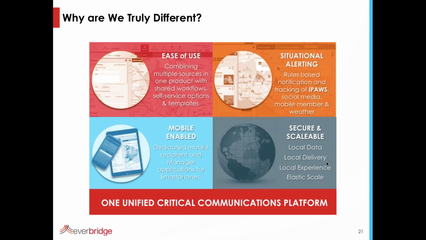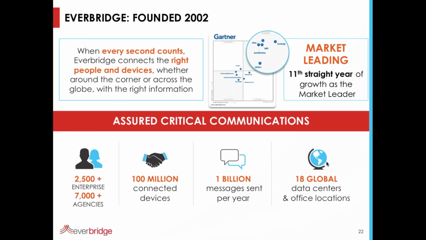So many of the capabilities that you saw on the platform are also reflected from a mobile perspective. And finally, and most importantly, we really rest on a very secure and scalable platform. In the last year or so, we sent over 1 billion messages. So we are trusted and leveraged for many, many years now. We were founded in 2002, and at the end of the day, that is the most important thing, the fact that we have a long history of delivering assured critical communication.